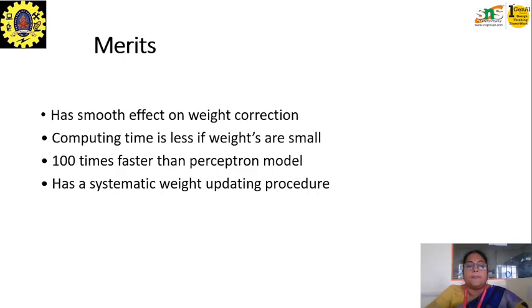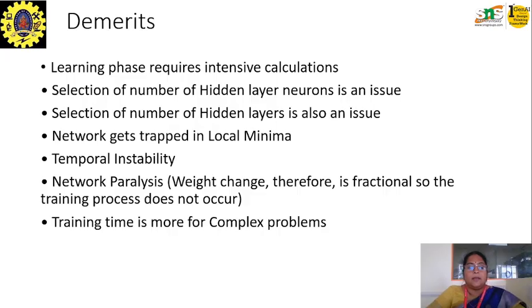The merits of this back propagation: it is very effective in rate correction and updation. The computing time is less and it is faster than the perceptron model, and weight updation is systematic. There is also a drawback: temporal instability. The network gets trapped in local minima, and the learning phase requires very intensive calculation. So these are the drawbacks.